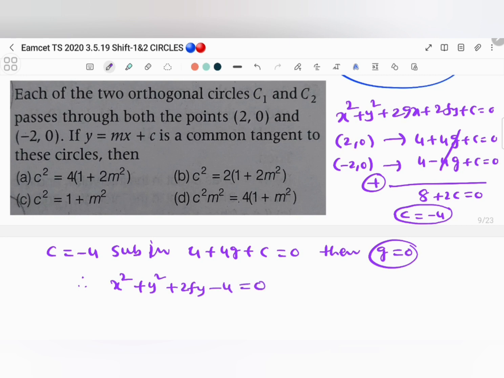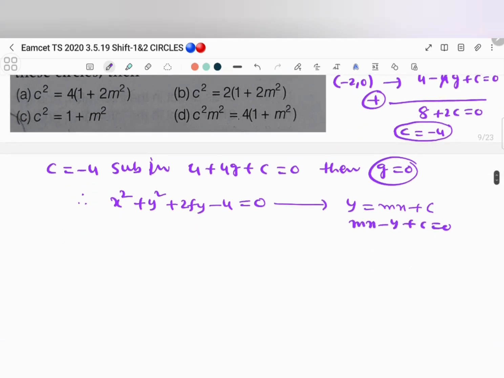This equation of circle is the required one. If y is equal to mx plus c is a common tangent to these circles, for this circle, y is equal to mx plus c. That means mx minus y plus c equal to 0. This line, y is equal to mx plus c, touches this circle. Whenever a line touches the circle, radius is equal to perpendicular distance only, no?